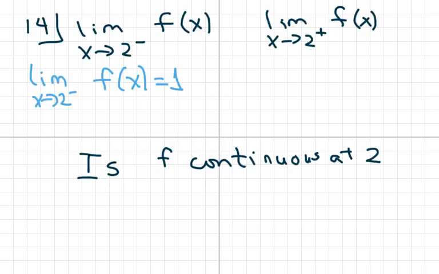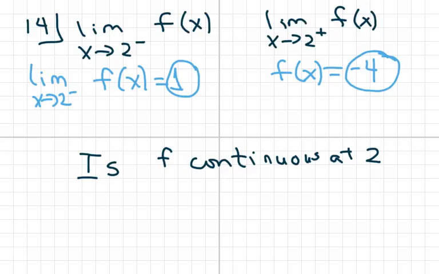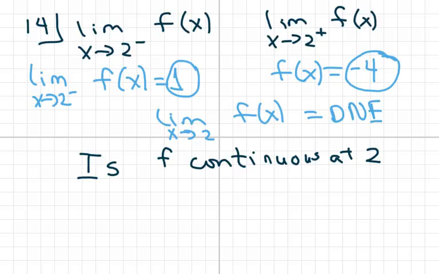When we approach from the right, f of x equals -4. Since these two numbers aren't the same, the limit as x approaches 2 in general of f of x does not exist. Okay?